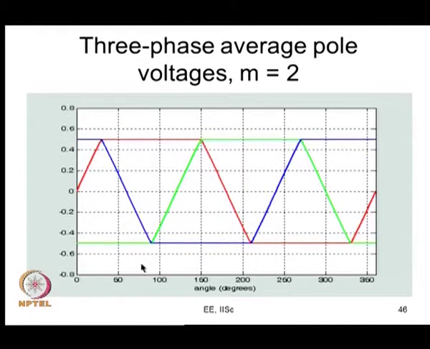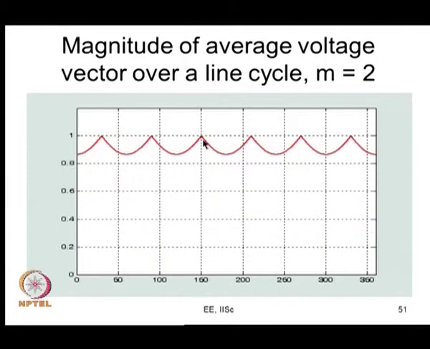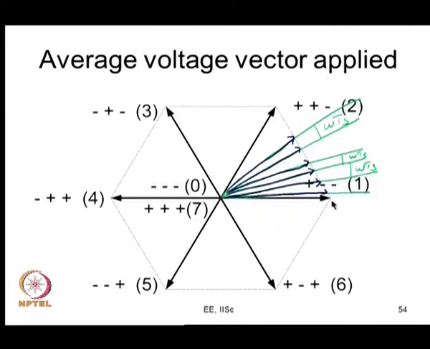Let us look at the average pole voltages. This is 90 to 150, R phase is not switching. Again 90 to 150, B phase is not switching. Who is switching? Only Y phase is switching, and therefore the voltage has been switching between this active vector plus minus minus and plus plus minus. So the resultant active vector, its tip will always lie on this.